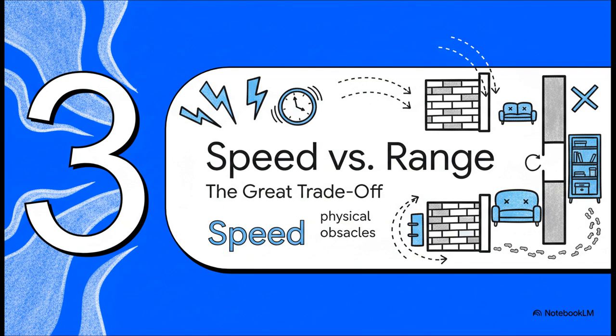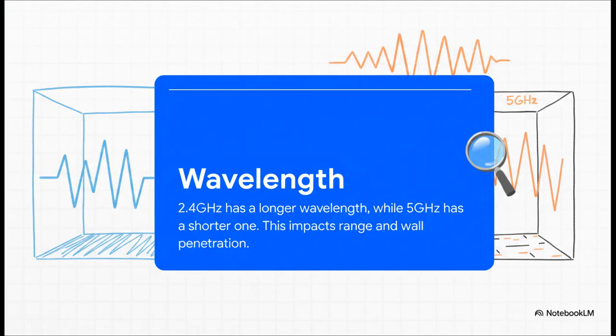You'd think, why would I ever use anything else? Well, not so fast. This is where we run into the great trade-off in all wireless technology. The classic battle between raw speed and the ability to actually get through physical objects. It all comes down to a tiny bit of physics, specifically something called wavelength.